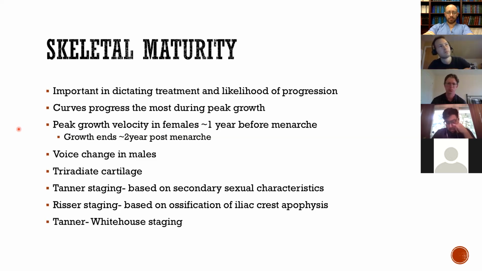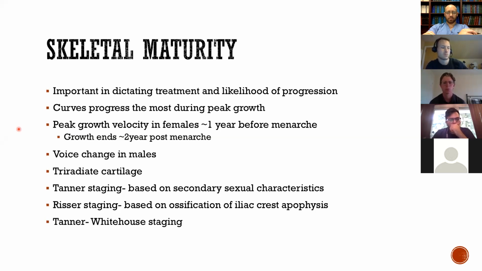Forgot to put an X-ray of the hip, but the triradiate cartilage is basically kind of like the physis of the pelvis, and Joe's going to kill me for saying that, but kind of like that if you want to think of it very rudimentarily. But if you look at that and the triradiate cartilage is still open, that means they have substantial growth remaining.